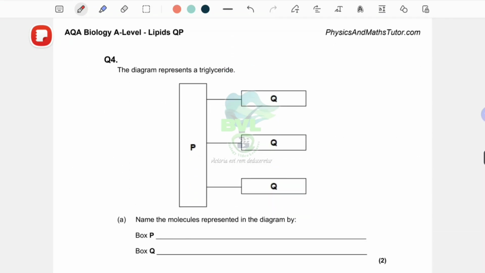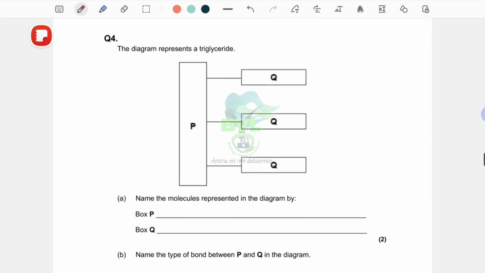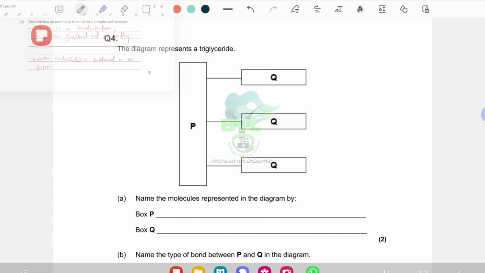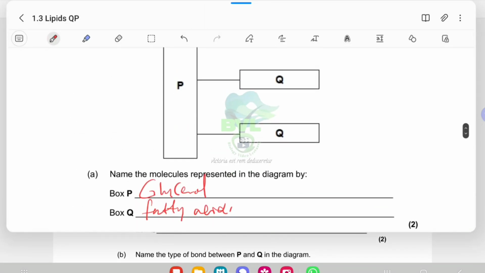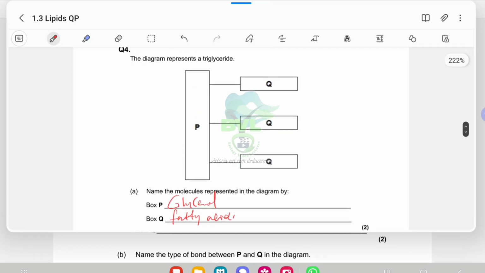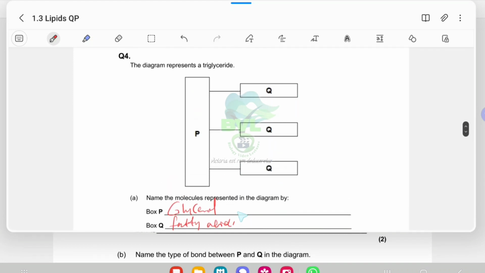The diagram represents a triglyceride, so name the group represented in the diagram by the box P and Q. You can see that the Q is the same, so that should give you a hint. So let's see the answer to that. So your P is the glycerol and your Q is the fatty acid.